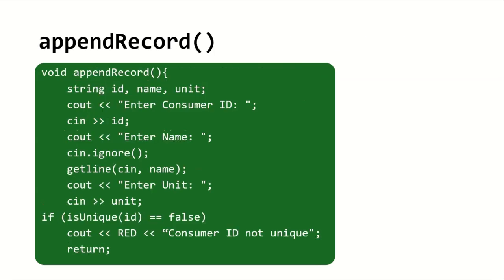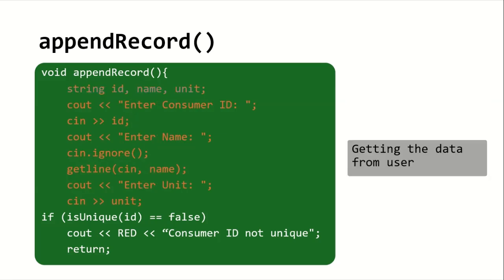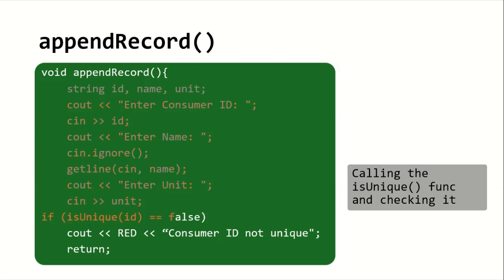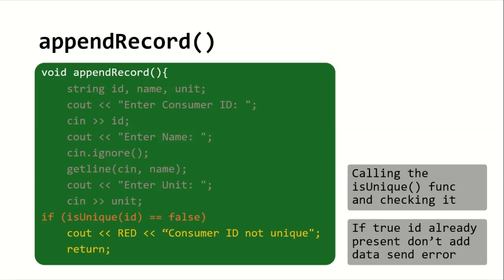So now we are in the append record function. In the append record function, we are going to create three new variables, the ID, the name, and the unit, which are our data for a line. So we are going to ask the user for the values. We are going to take the data and now we are going to another function which is unique ID. We are only going to write the data if its ID is unique. If the ID is not unique, we are not going to write into the CSV.